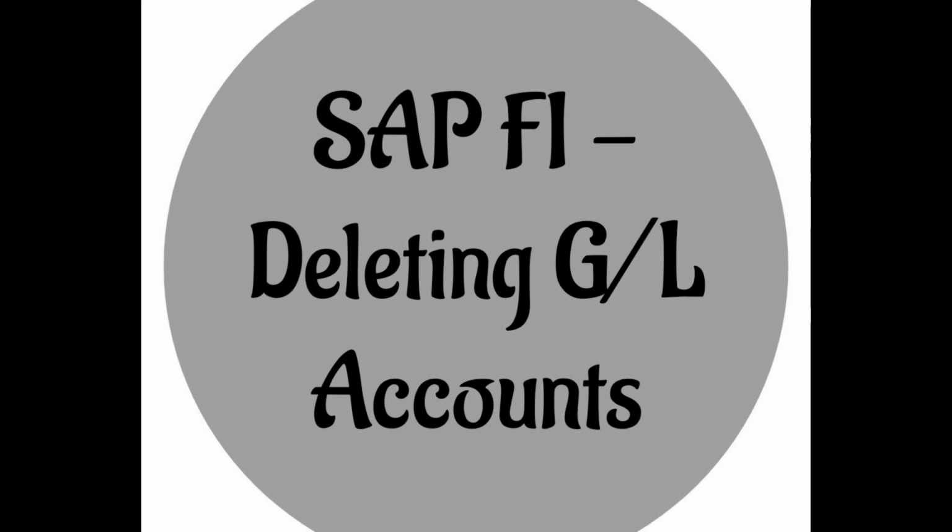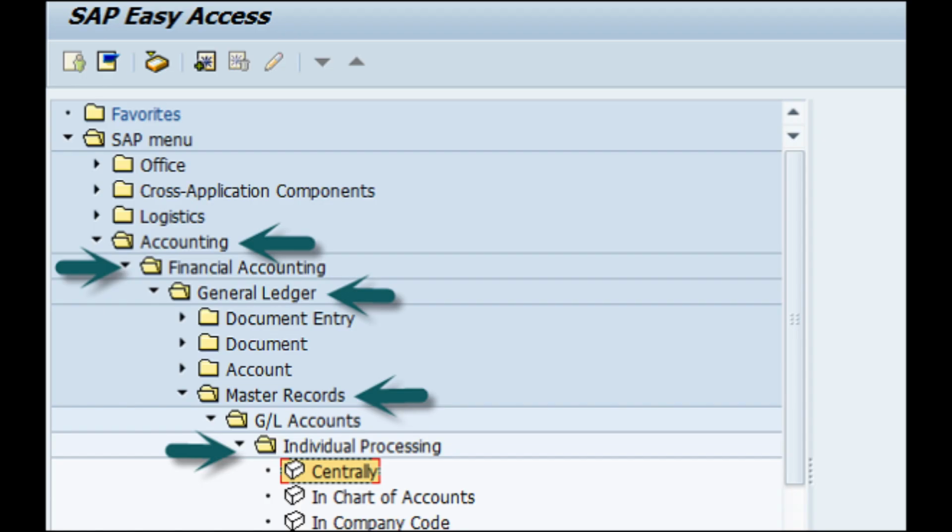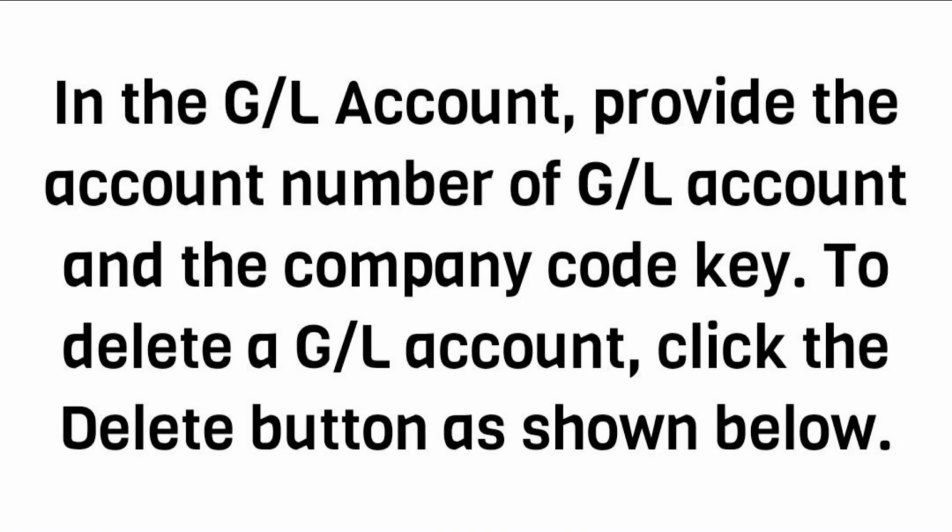SAP FI deleting GL accounts. In SAP R/3 go to Accounting, Finance Accounting, General Ledger, Master Records, GL accounts, Individual Processing, Centrally. In the GL account, provide the account number of the GL account and the company code key.